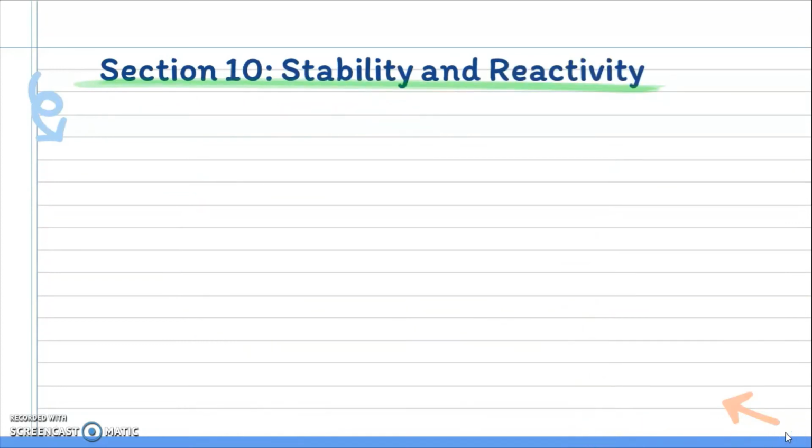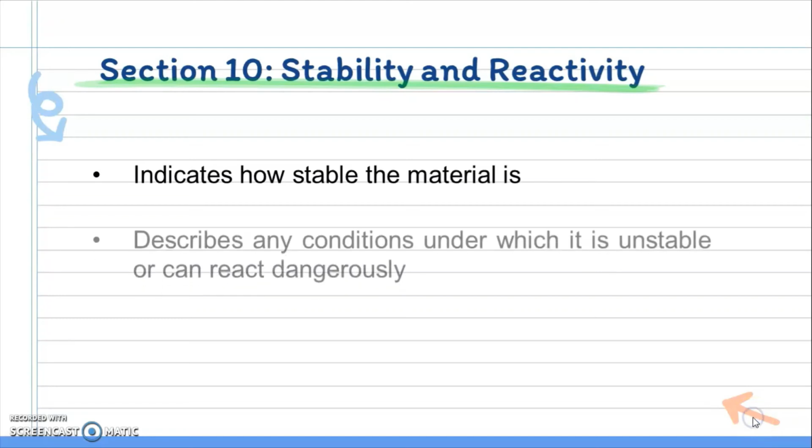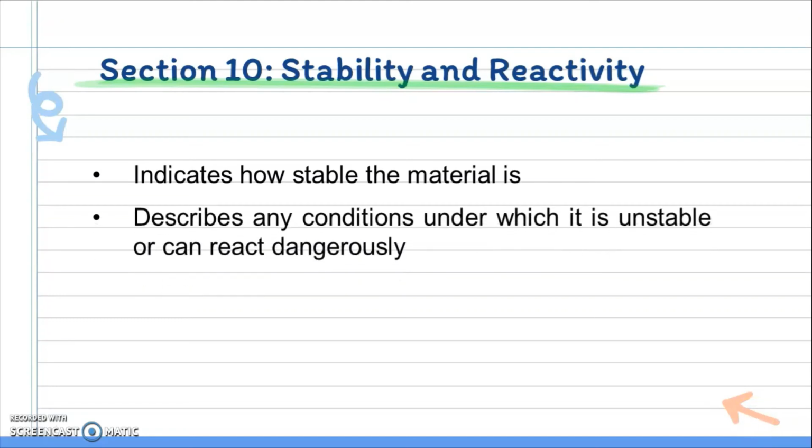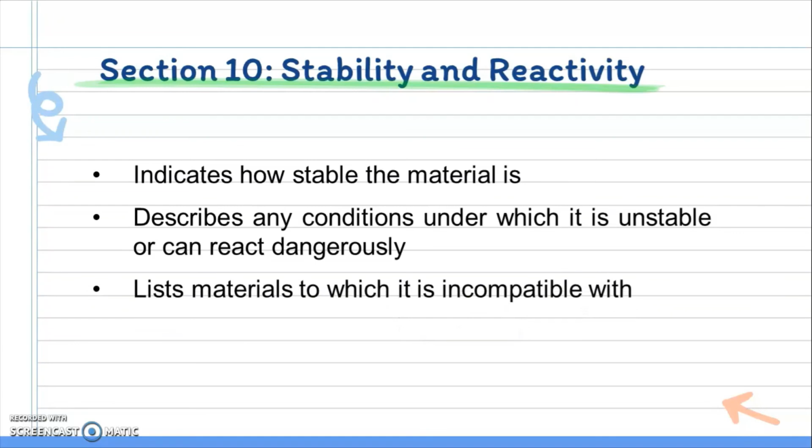Section 10 is stability and reactivity. It indicates how stable the material is. And it describes any conditions under which it is unstable or can react dangerously. Dito natin makikita yung mga situations kung saan yung ating material is unstable o kaya naman pwedeng mag-react vigorously or dangerously. And it lists materials to which it is incompatible with. Makikita din natin dito yung mga material na hindi natin pwedeng isama sa ating chemical.